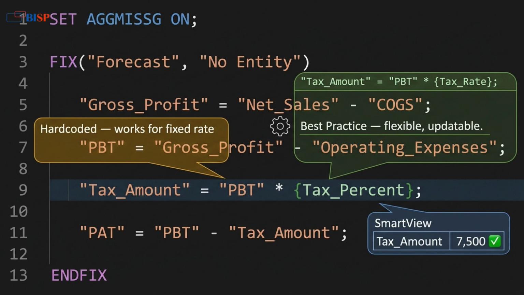Line 3, tax amount. PBT multiplied by 0.05. 150,000 times 0.05, tax amount is 7,500. About 0.05, hard-coded for 5%. Production-ready version uses tax rate. Change the variable, every calculation updates. No code edits, no human error.